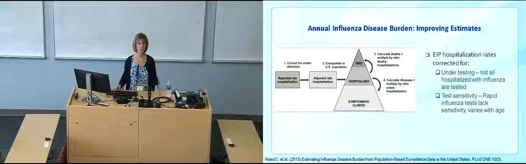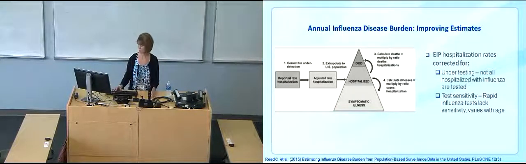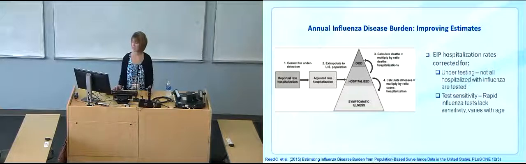And even if you're trying to count everybody who's hospitalized, some people who get hospitalized aren't tested for flu. There may not be a clinical reason to test them. Maybe they are tested, but the test isn't very sensitive. So the test is negative when they actually do have flu. Rapid tests, which are used quite frequently, are poor tests. They really lack sensitivity. And the sensitivity is actually worse the older you get. And people who are more likely to be hospitalized are older. So there's really an issue with the way we do surveillance for flu, and CDC has attempted to correct for that.